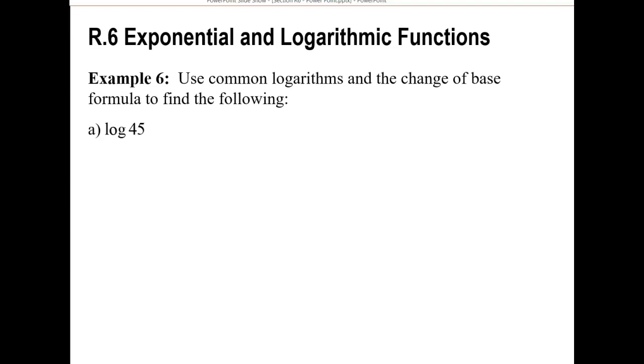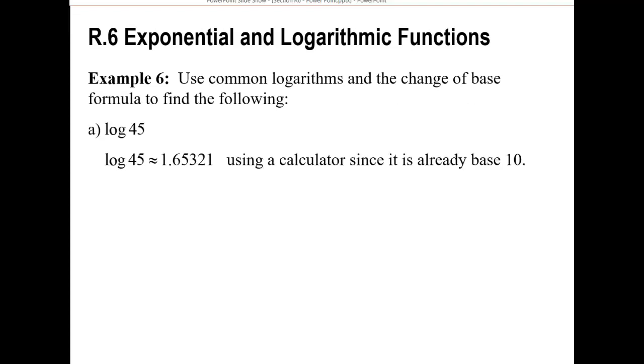So if I just wanted to find log of 45 on your calculator, if you have a graphing calculator, you type log first, hit the log button, plug in 45, press enter. 1.65321. On a scientific calculator, depending on the calculator, you'll have to play around with the one you have. Sometimes you would type in 45 first and then press log. Sometimes you'll type log first and then press 45. So you just have to know how your calculator works. So I would practice that.